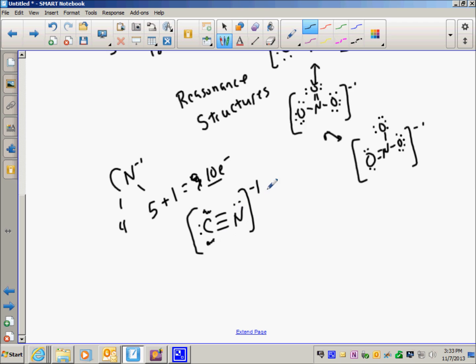Some students get mistaken and have the atoms rotate, which is not the case. They are much more solid. The electrons, in this case, are the ones that can move back and forth. Let's flip to the next page.